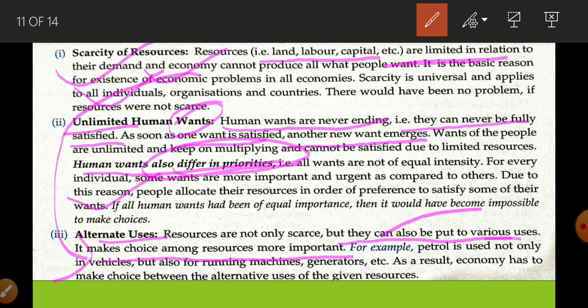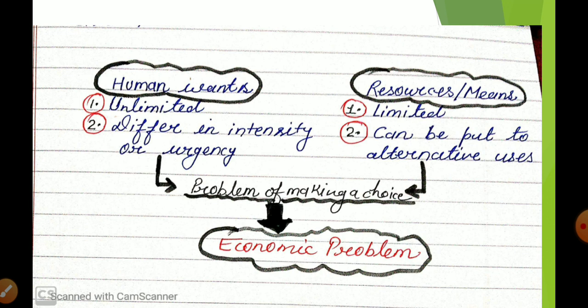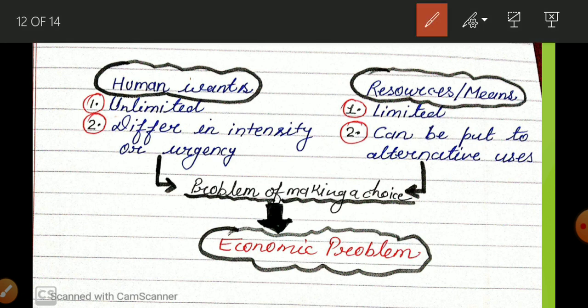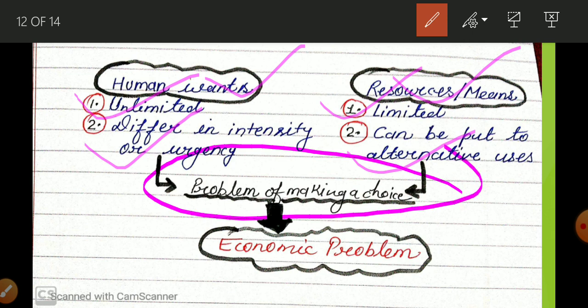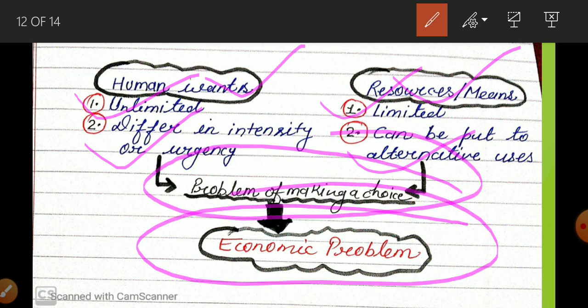So in this way, we face the problem of making choice because of two reasons: human wants and resources. Human wants are unlimited and differ in intensity or urgency. On the other hand, resources are limited and they can be put into alternative uses. And this creates the problem of selection, the problem of making choice. And this is known as the economic problem.